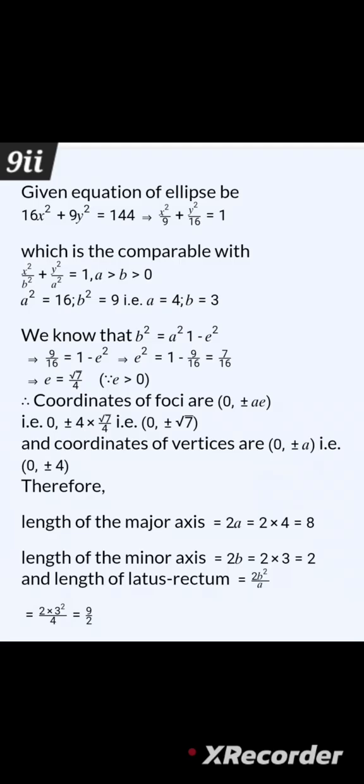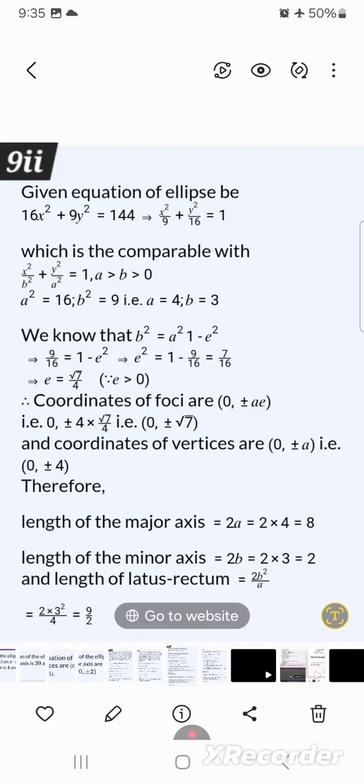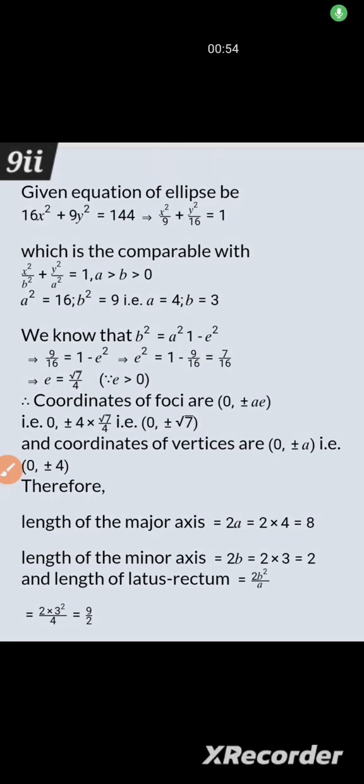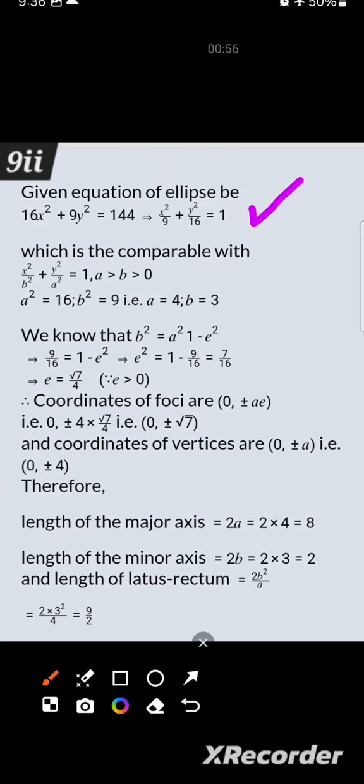Given equation of the ellipse is in the form of 16x square plus 9y square is equal to 144. So always, as I said, this is to be converted into one of the standard forms of the ellipse where the right hand side has to be 1. So that is what is done in the first line. It has been divided both sides by 144, which is giving you this equation, x square by 9 plus y square by 16 is equal to 1.